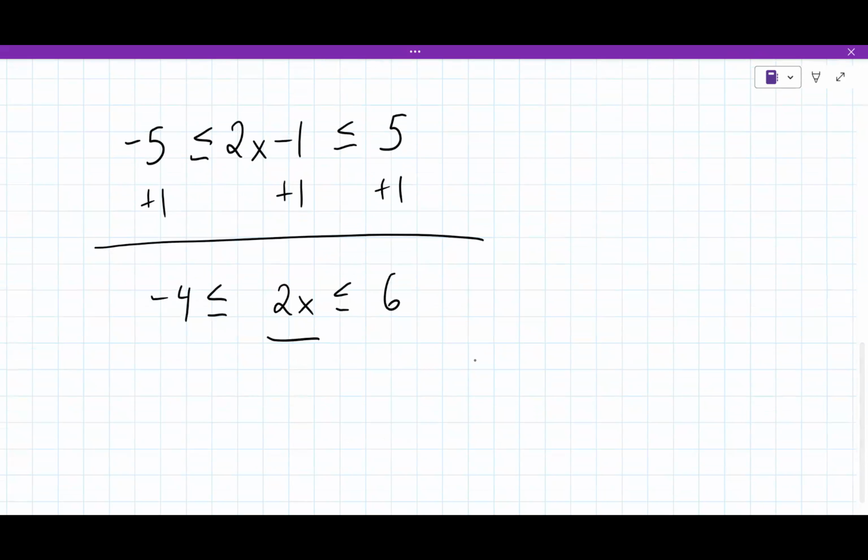And that'll be -2 less than or equal to x, and then x less than or equal to 3. You got it. Okay, all right, so the other problem here, number 8, is the outside case.